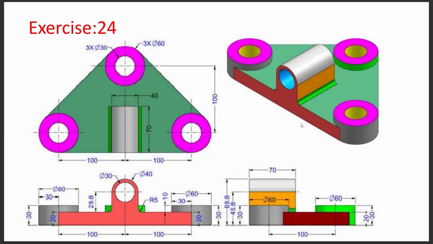Hello viewers, this is our 24th exercise and we'll be modeling this one using Autodesk Fusion 360. You can see 4 different views are available. This is top view, this is front, and this is the side one. And excluding that one, we are having one isometric view also.